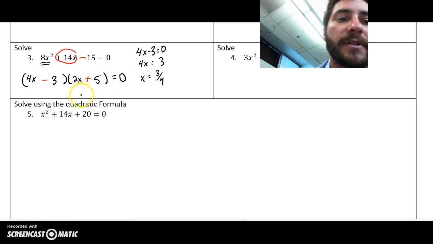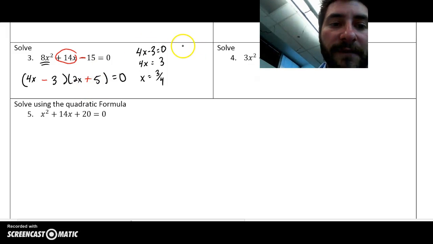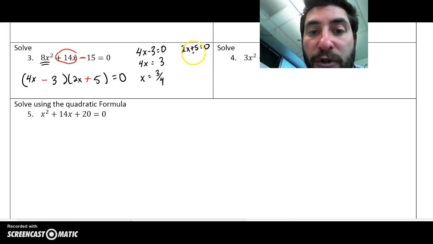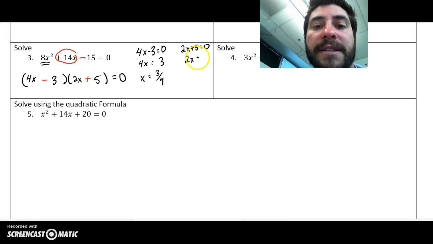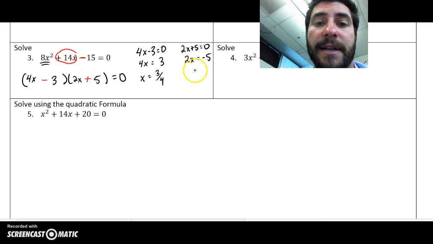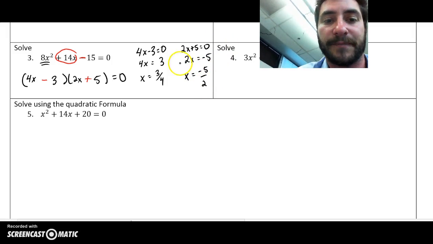That's one of our answers. What about the other one? Well, what if 2x plus 5 were 0? That would be nice. That would get us our solution. Subtract 5 from both sides and you get 2x equals negative 5. Dividing both sides by 2 and you get x equals negative 5/2.